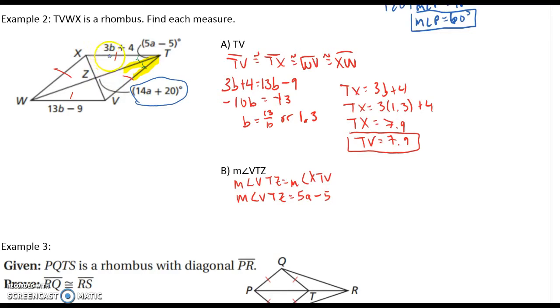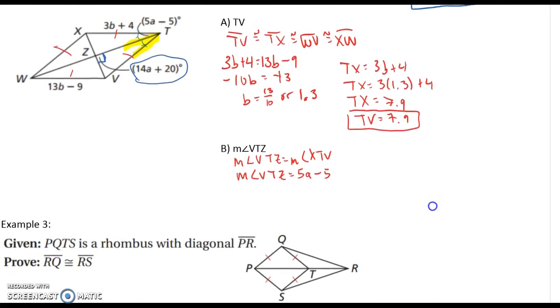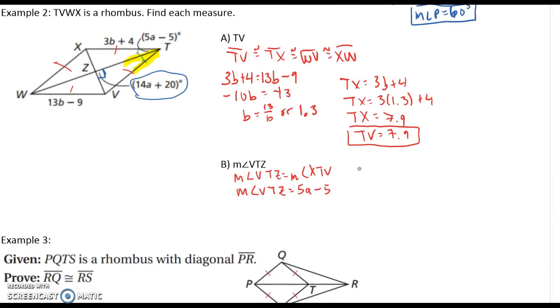And do you guys remember what the diagonals in a rhombus do? They not only bisect the opposite angles, but they also make what kind of angles in the center? Well, they make 90-degree angles because these are perpendicular, right? So since XV, oops, sorry about that. Let me scroll back down. So since XV, that diagonal, is perpendicular to WT, we know that the measure of angle VZT should be 90 degrees.